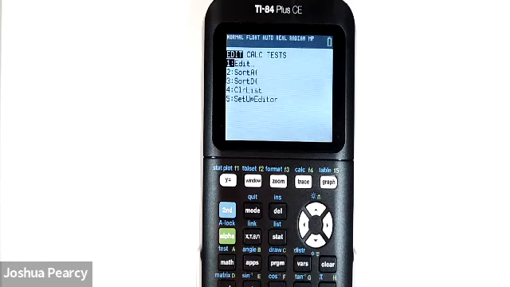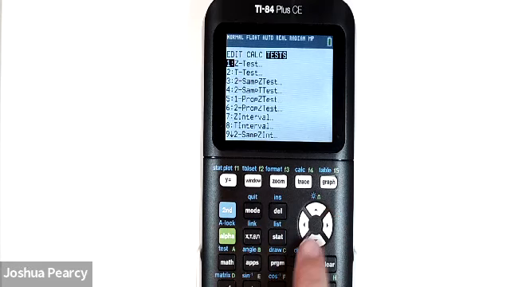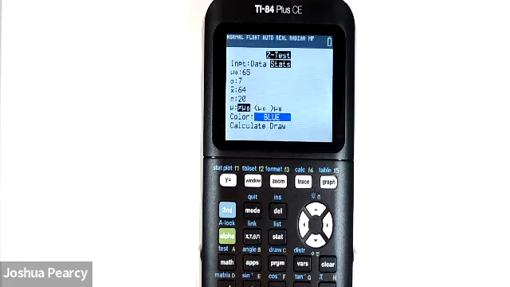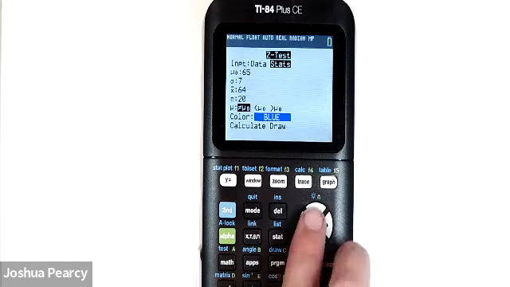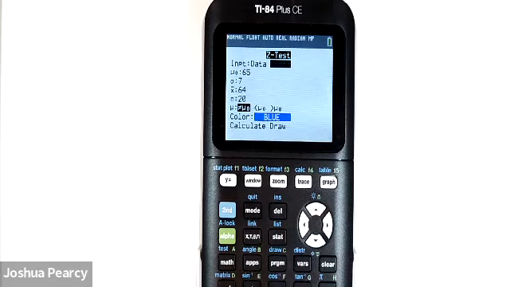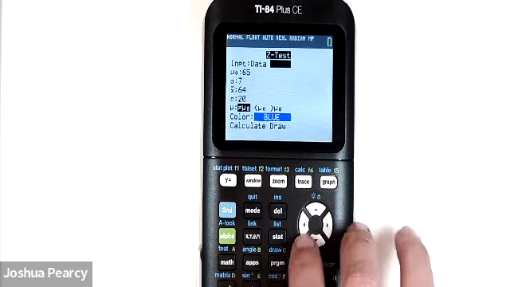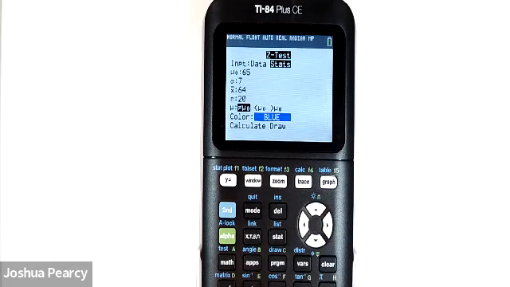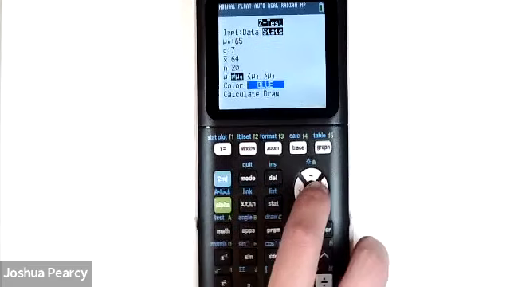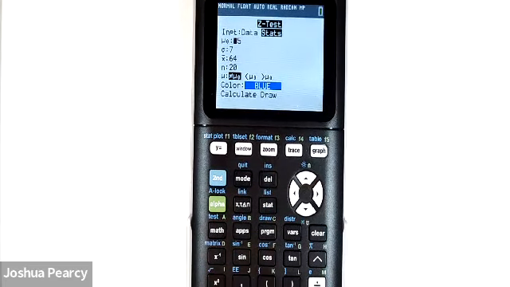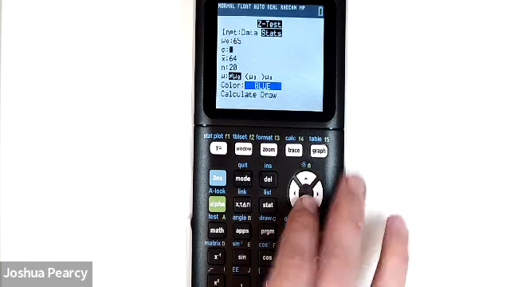Go into stat, over to test. So we're just doing z-test now for when we know sigma. Whenever we don't know sigma in the next section, we'll use t. But for this section, just use z. Hit that. Go over to stats at the top, select that. Then go down to where it says mu naught, and that's just the hypothesized mean under the null hypothesis. So in that case, we have mu is equal to 65 as the null. So 65 is mu naught.